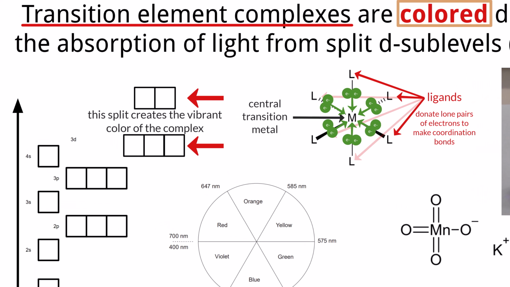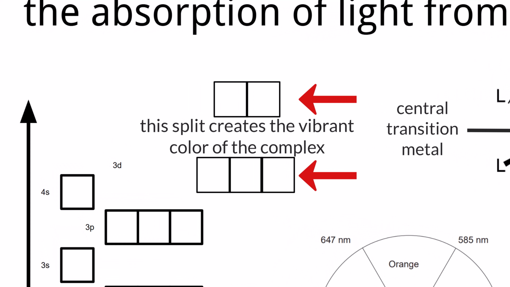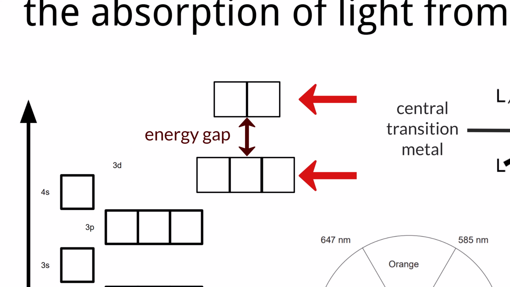Let's talk about why this happens. The split creates 2 distinct energy levels, one that is higher and one that is lower, with an energy gap that is dependent upon a few factors such as the nature of the ligand, the oxidation state of the metal, and the geometry of the complex, to name a few.